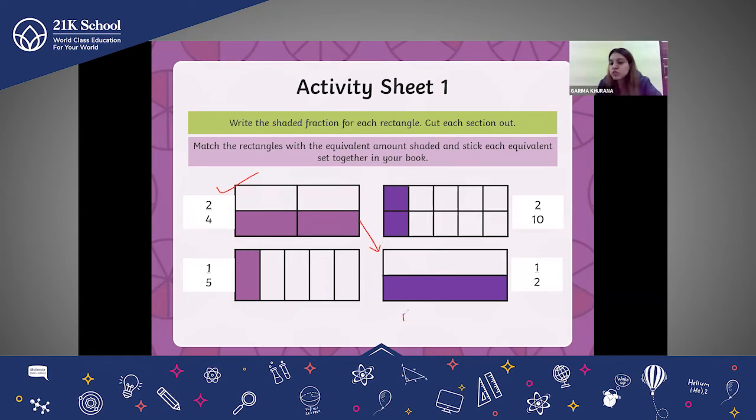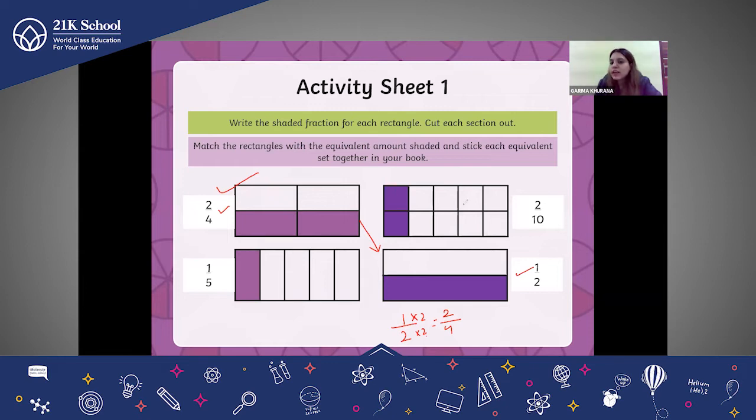And also you can check 1/2. I can multiply numerator and denominator by the same number. 1 multiplied by 2 is 2. 2 multiplied by 2 is 4. That becomes my equivalent fraction, 2/4 and 1/2.